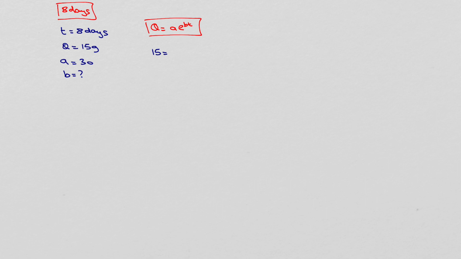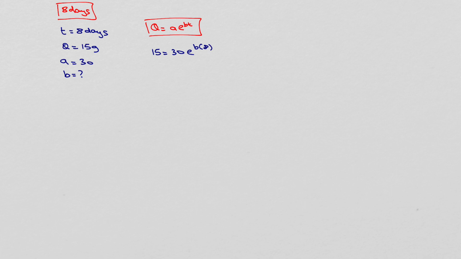So that means that the time is going to be 8 days. The quantity is 15 grams. And we now know that A is going to be 30. So this time we only have one unknown. So writing down my equation, Q equals A, e to the power of bt. I sub in my quantity, which is 15. A is 30, e to the power of b, we don't know, times the time, which is 8.